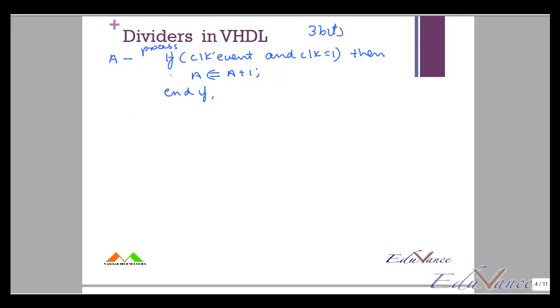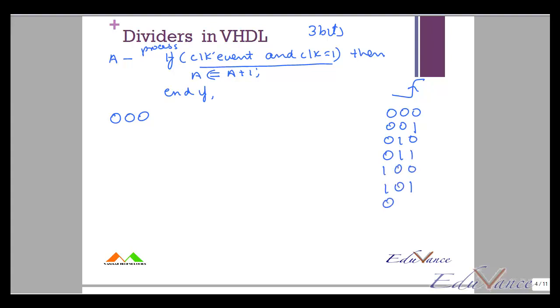Now, if I write something like this, what does this mean? Initially, if A is 3 bits, it is 0, 0, 0, and at every edge of the clock, A gets A plus 1, so it will be 0, 0, 1, then 0, 1, 0, 0, 1, 1, 1, 0, 0, 1, 0, 1, and then 1, 1, 1. This is in effect a counter, and we will see this separately as a counter example as a future part of this same lecture.